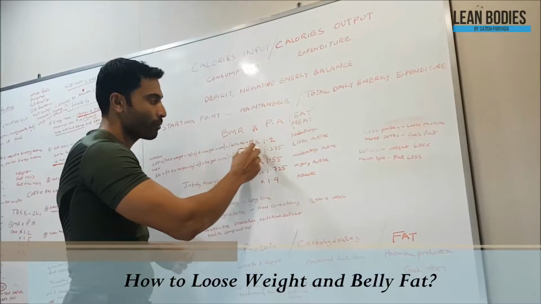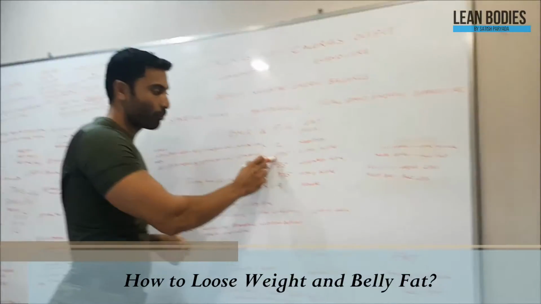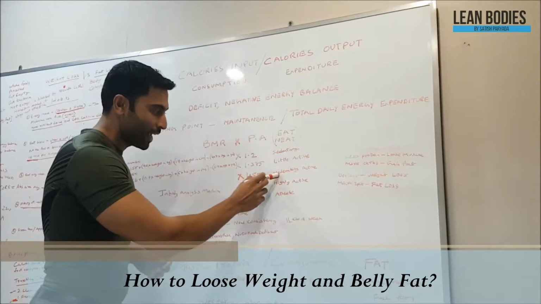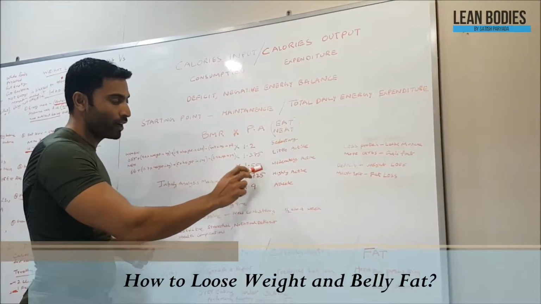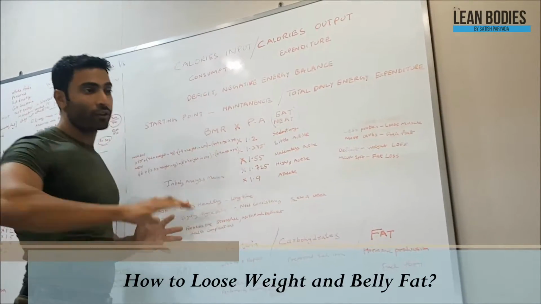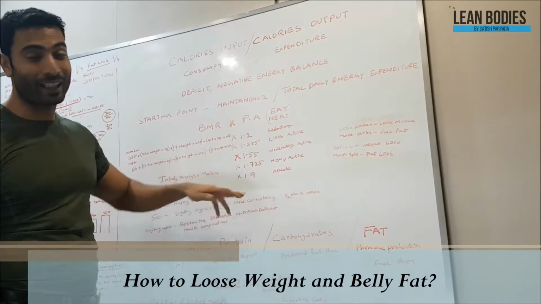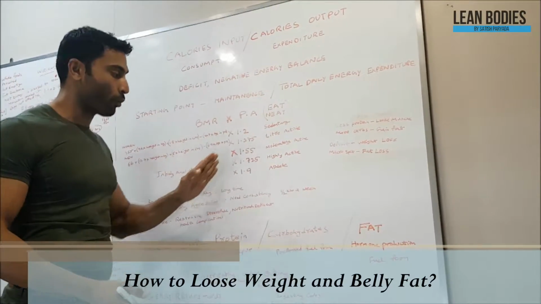If you're sedentary, your BMR is multiplied by 1.2. If you're a little active, your BMR is multiplied by 1.375. Moderately active, your BMR is multiplied by 1.5. And if you're highly active, someone who actually goes to the gym and is very active during the day, it's multiplied by 1.725, and someone like an athlete or a sportsman, multiplied by 1.9.